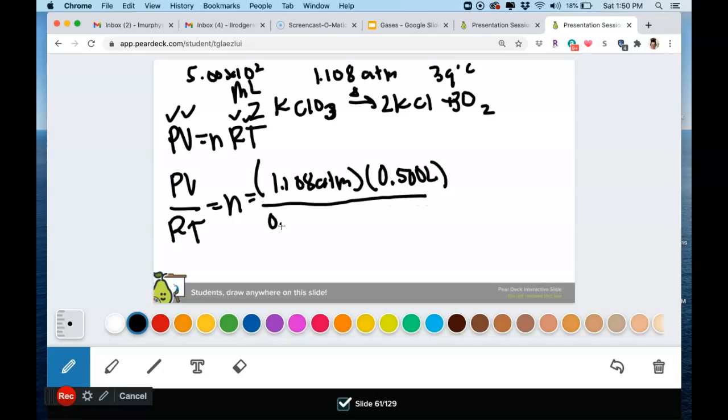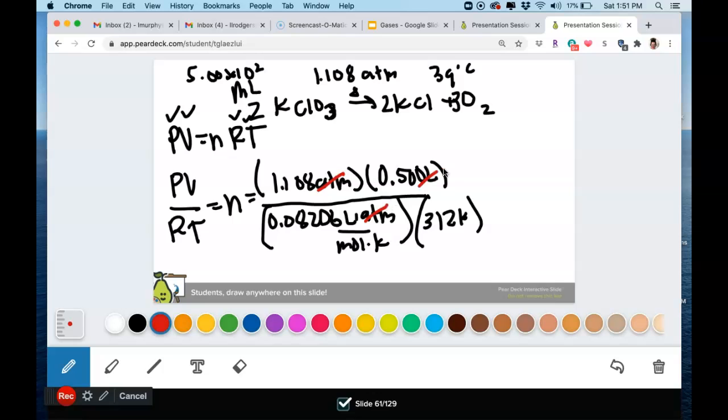And then the R is 0.08206 liters times atmosphere over mole times Kelvin. And then temperature is 39 Celsius, so 39 plus 273 is 312 Kelvin. So atmospheres cancel, liters cancel, Kelvin cancel, and we're left with moles, which is what n is. So let's take a second to calculate this out. Okay, so this is the amount of moles of O2.